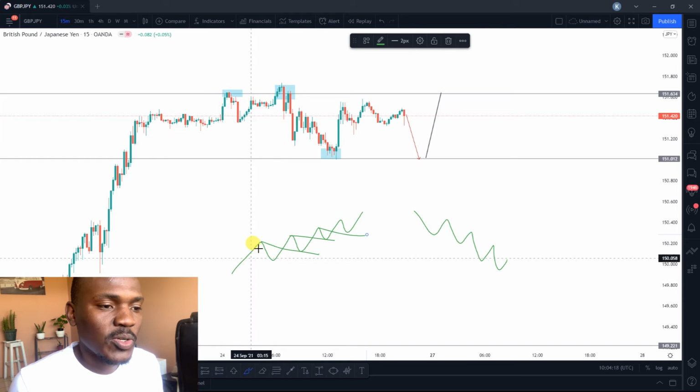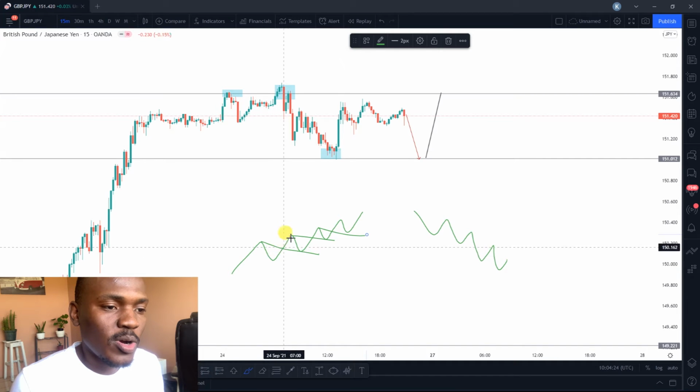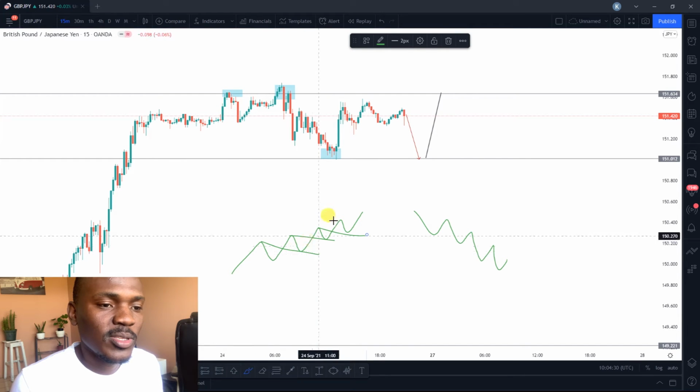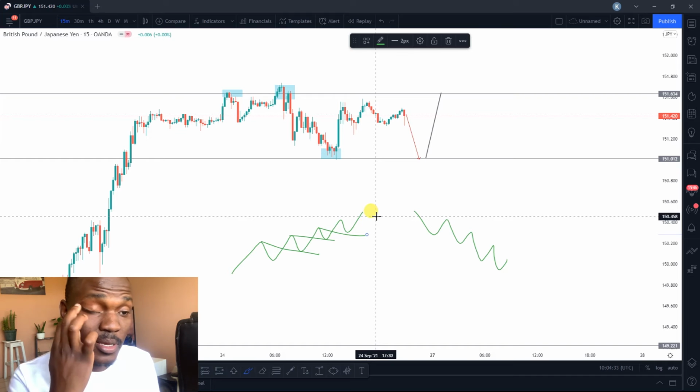You see the market shot up, created like a U-turn, and then came back down, and then broke the resistance. Now it's acting as support. You see here it was resistance, now it's acting as support. So this is what the market does all the time, guys.